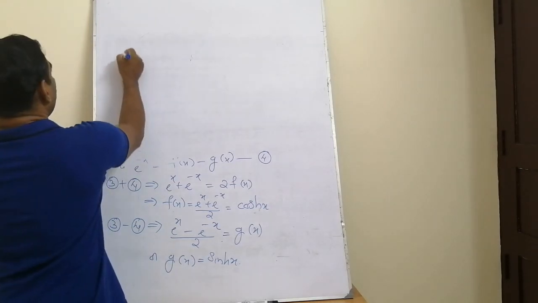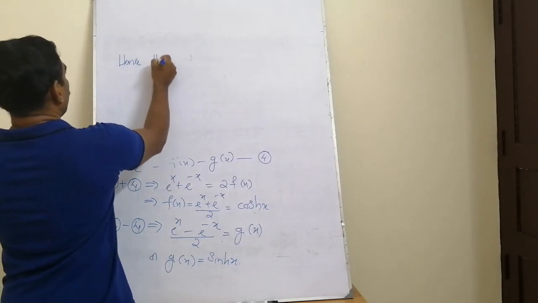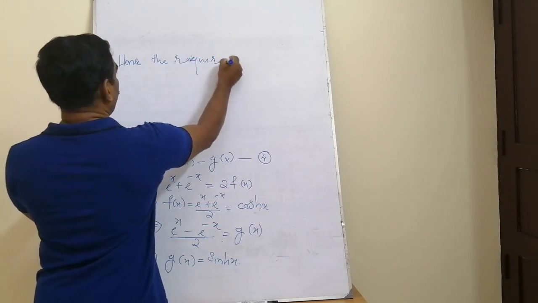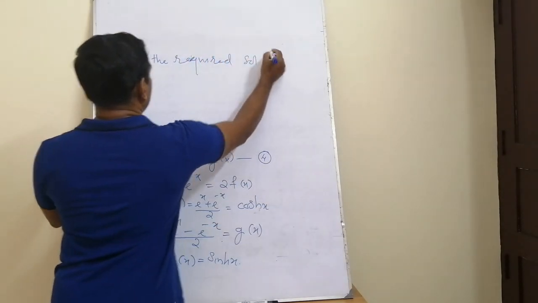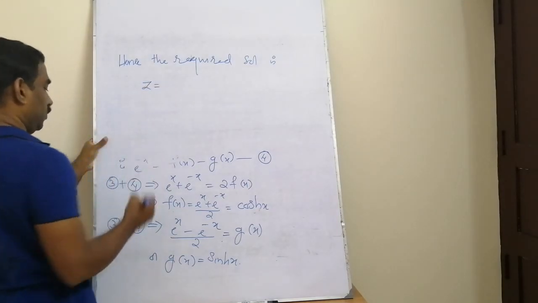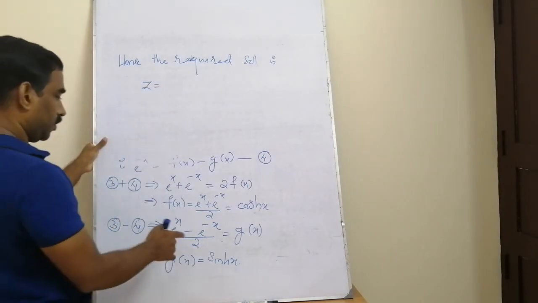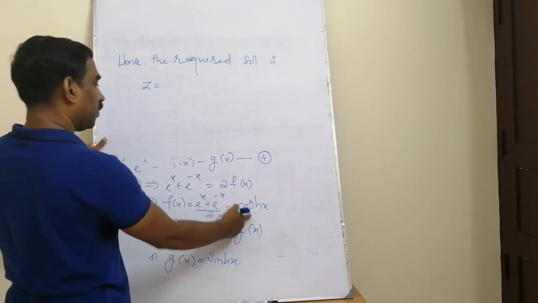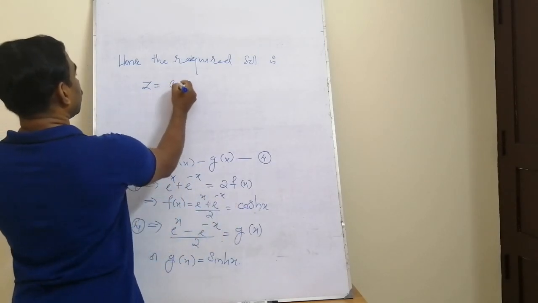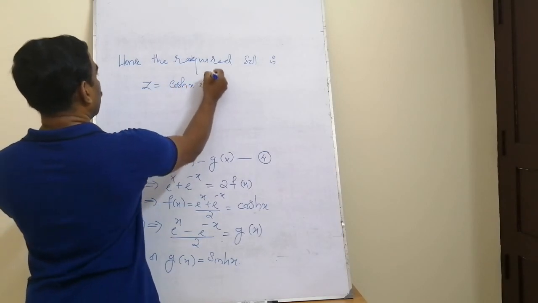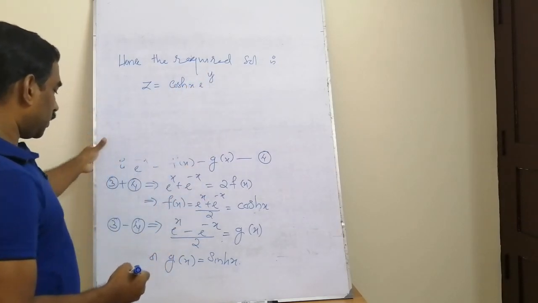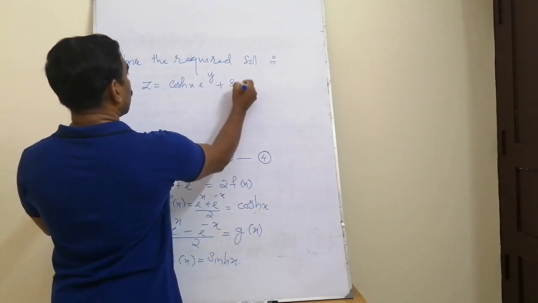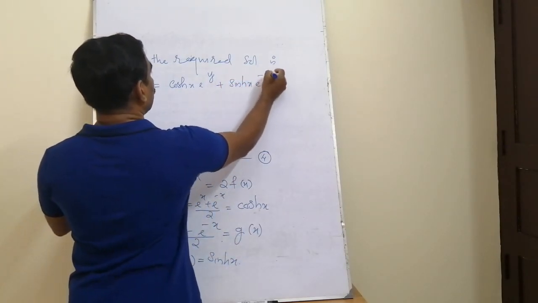Hence the required solution is z is equal to f x into e raised to y. What is f x? Our f x is cosh x. So cosh x into e raised to y plus g x into e raised to minus y, that is, plus sinh x into e raised to minus y.